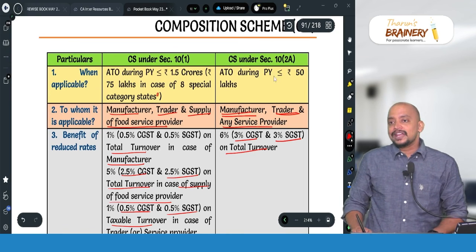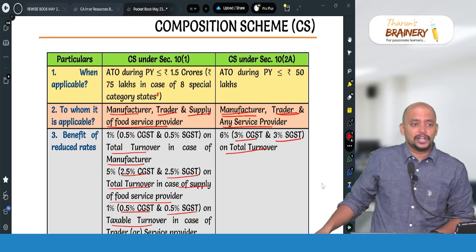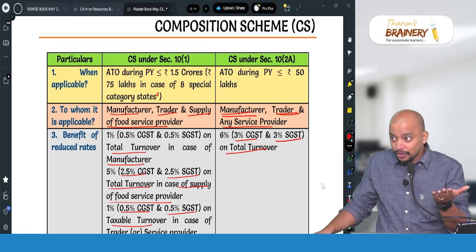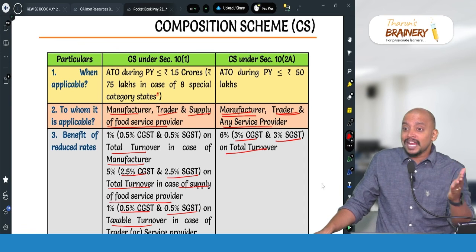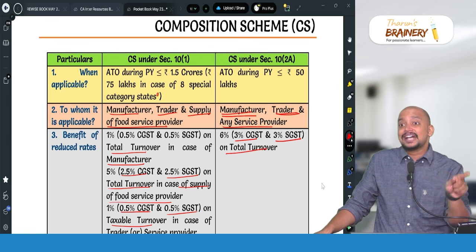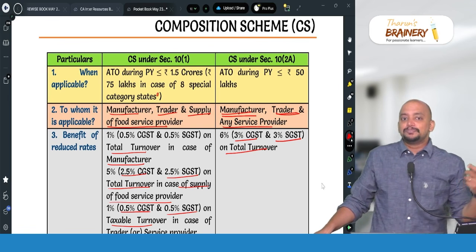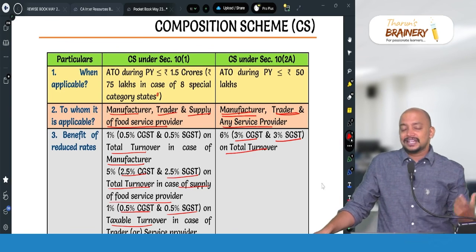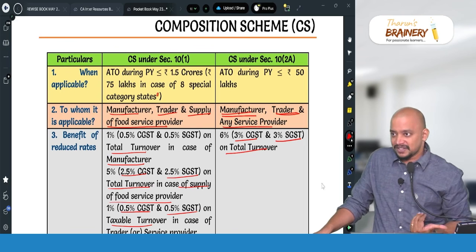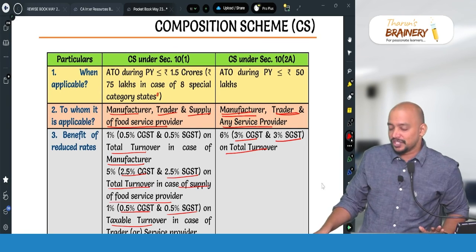Then 10(2)(a) is preferable to whom? A person to whom 10(1) is not applicable, that is, a service provider other than supply of food, or a person to whom 10(1) is applicable but whose other services exceed the 10% limit. Because being in 10(1) they can provide other services up to 10% of turnover during the previous year or 5 lakhs, whichever is higher. If they want to cross that limit, then 10(2)(a) will be beneficial for them.